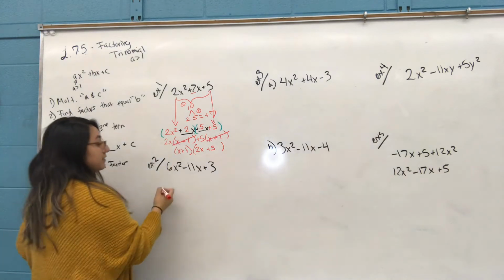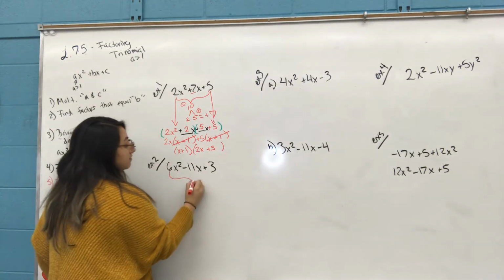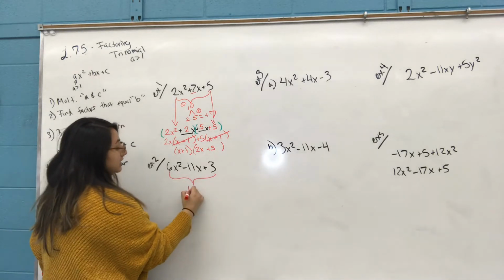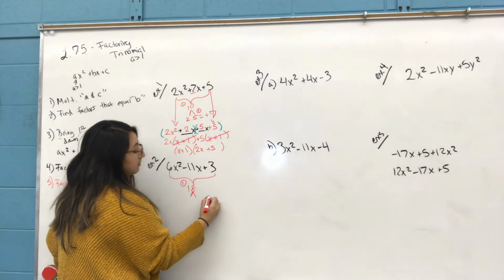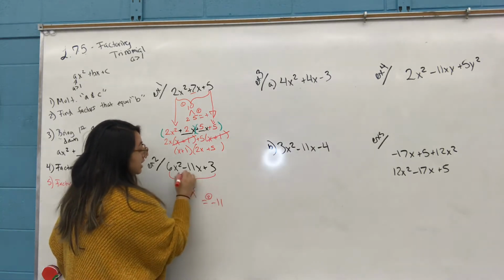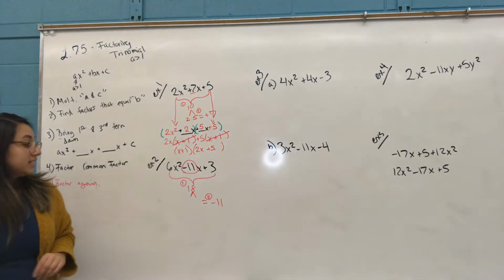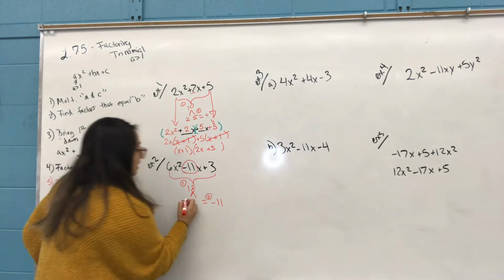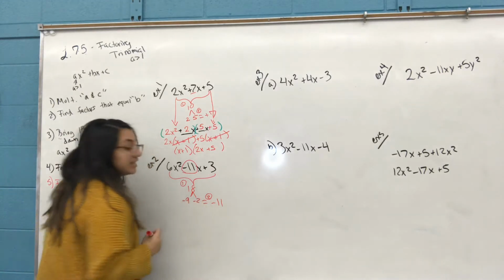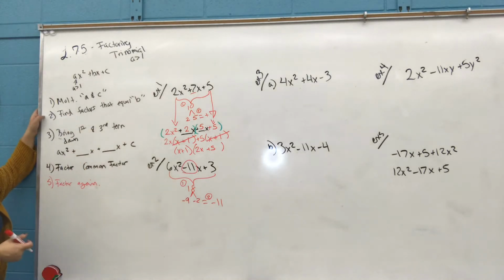Example 2, we have 6x squared minus 11x plus 3. You multiply a and c, that is 18. Find factors of a and c that equal b. b in this case is negative 11. So now you're finding factors of 18 that equal negative 11, and just to keep in the sake of time, negative 9 and negative 2. That's your second step. Find factors that equal b.